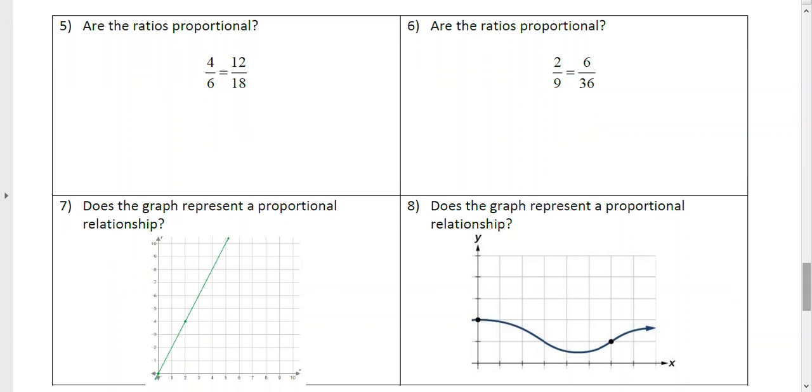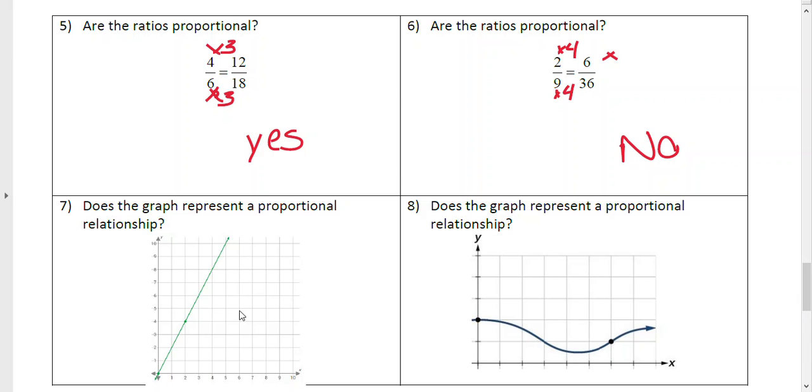All right, number 5, 6, 7, and 8: are the ratios proportional? So that just means, do the equivalent fractions work out? So is there something I can multiply times 6 to make 18? I can. I can multiply by 3. And is 4 times 3 12? It is, so this is yes. Is there something I can multiply times 9 to make 36? There is. I can multiply times 4, but is 2 times 4 6? It's not, so this is no. So those ones aren't proportional.